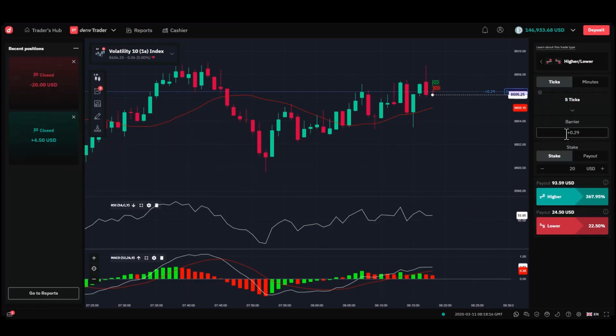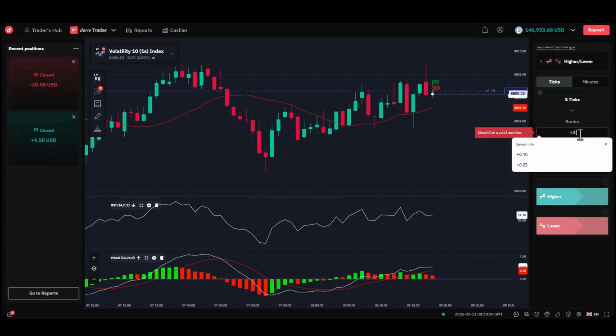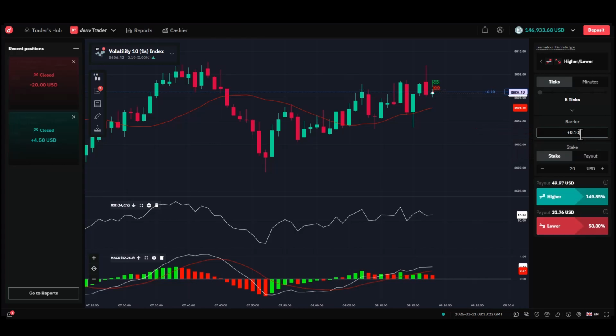And what we can do, we can change that barrier. We can bring it closer, and you'll see as we change the barrier, the odds are coming down. But let's stay with a lower trade there. And again, everything here that I'm showing you, you can do on a demo account. So it's not a case that you're risking real money. And you can try these sort of systems out.